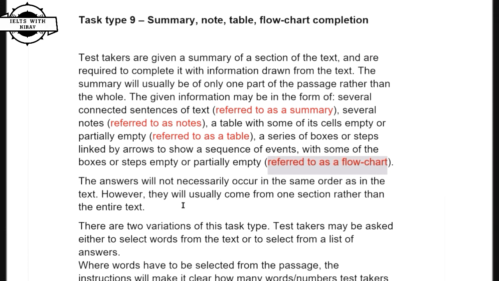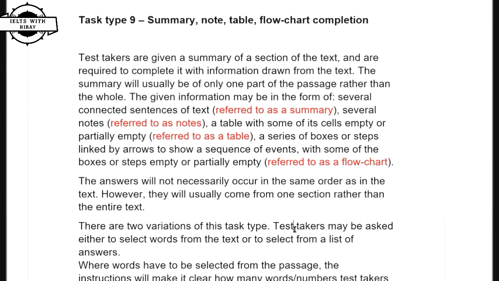So in this type of question form, answers will not necessarily occur in the same order as in the text. However, they will usually come from one section rather than the entire text. So you need to find your answer like this. There are two variations in this task type. First, the test taker may be asked either to select words from the text or to select from a list of answers. So this is an unpredictable thing.